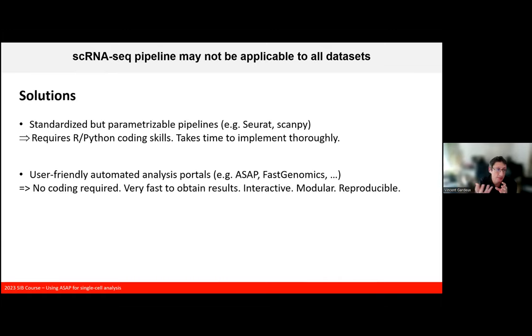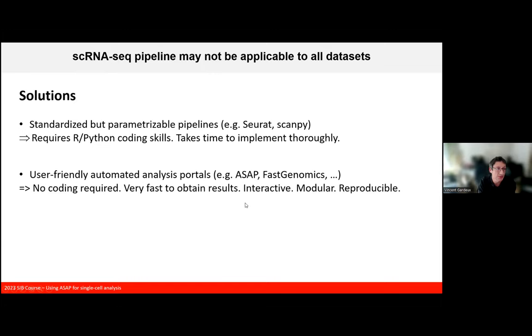And that's why people can prefer user-friendly automated analysis portals like ASAP or others, like Fast Genomics, which is another one, but you need to pay for it, so it's commercially available. ASAP is free to use. And these portals are nice because you don't need to code anything. It's very fast to obtain results. Basically you just click buttons and then it progresses through the pipeline.